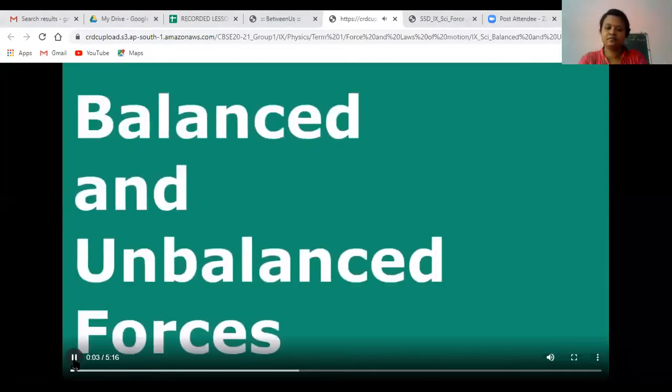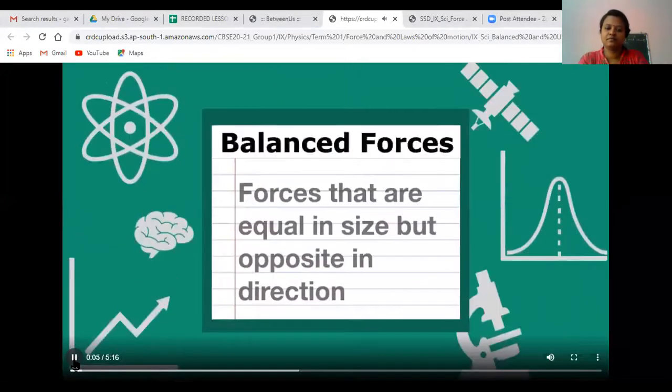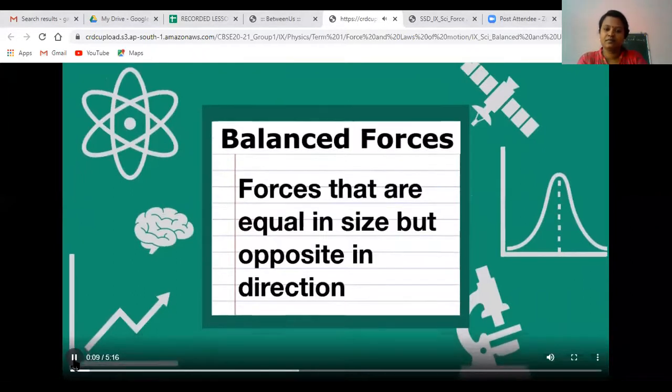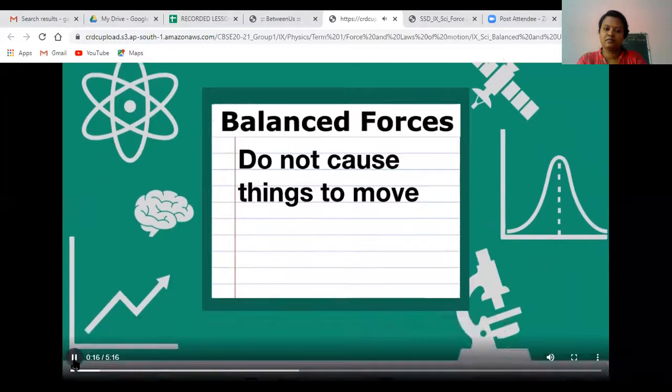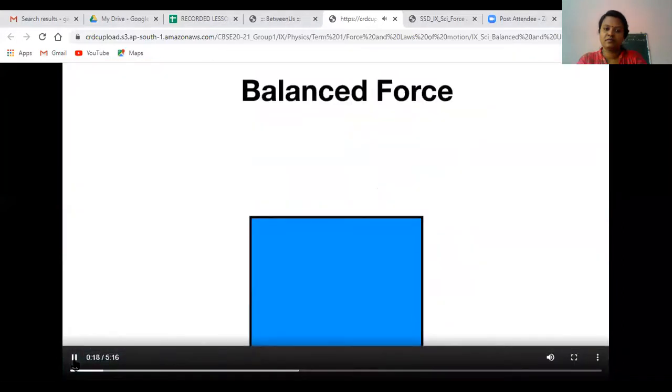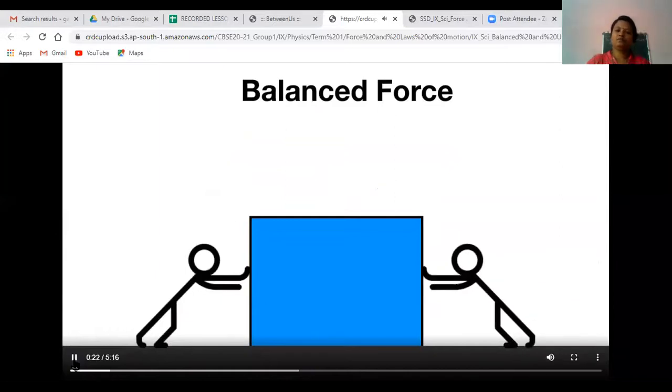Today we are learning about balanced and unbalanced forces. Now, balanced forces are forces that are equal in size but opposite in direction. And you can identify balanced forces because they do not cause things to move. Let's look at an example. If we had a box on the floor and you tried to push it from one side, but your friend pushed it from the other side, the box would not move. Therefore, this would be a balanced force.